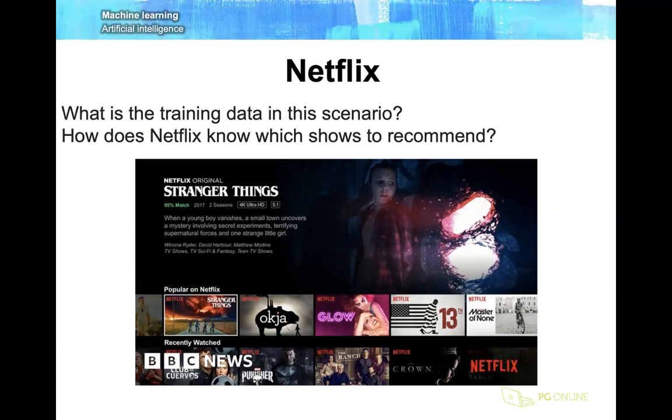Okay, so the training data here is the movies that you watch. When you watch movies, Netflix takes information from the movies that you watch, and it can look at the type of genre or the type of movies that you watch, and then it will recommend it based on what you've watched previously.